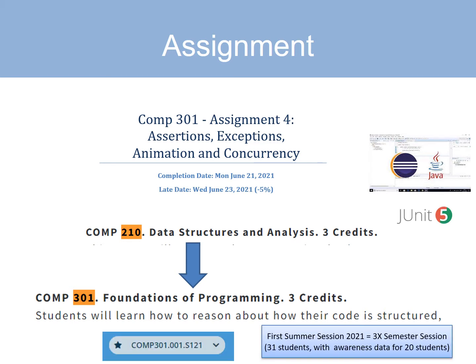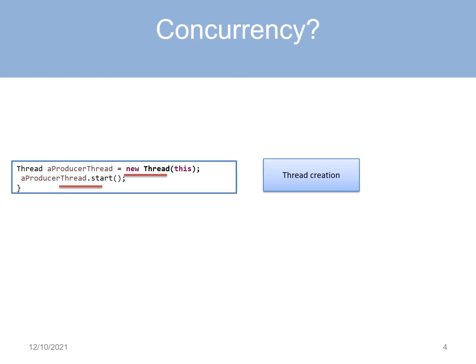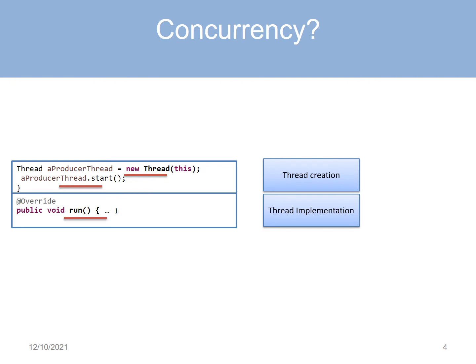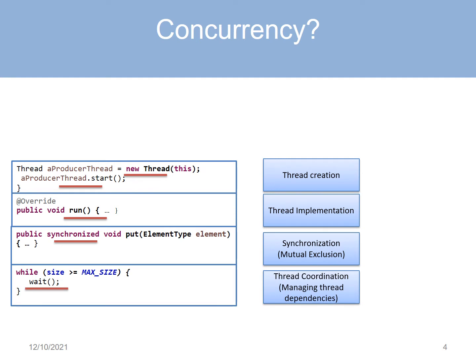The course was offered this summer, so the pace was much higher than in a regular semester, and this assignment was equal to really 3 semester assignments. As a result, it covered a variety of topics in both sequential programming and concurrency. The concurrency topics included thread creation and implementation, synchronization to ensure mutual exclusion, and coordination to manage thread interdependencies.